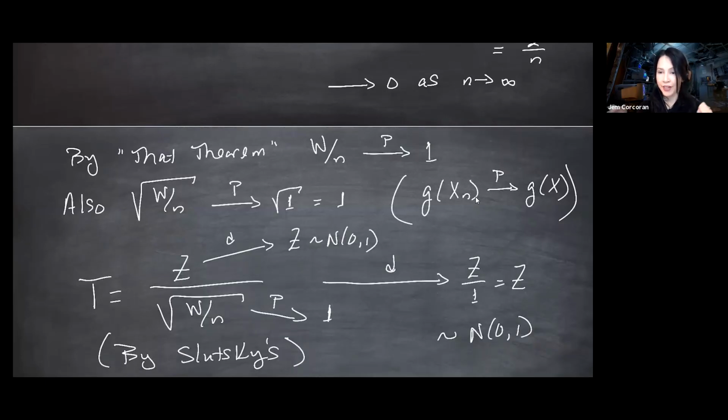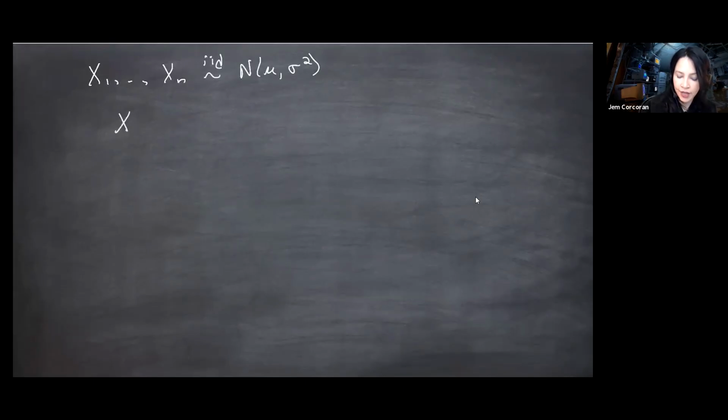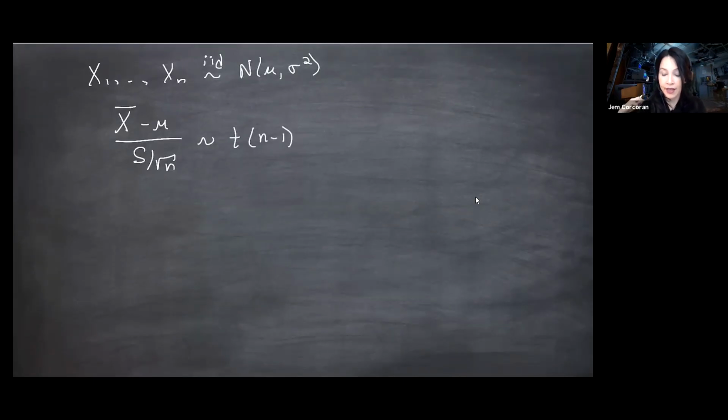So what was the point of all this? The point was that if we start with X1 through Xn, IID normal mu, sigma squared, and both mu and sigma squared were unknown, we've shown that X bar minus mu over S over the square root of n has a t distribution with parameter n minus 1. This has nothing to do with sample size. This is true for large samples as well as small samples.